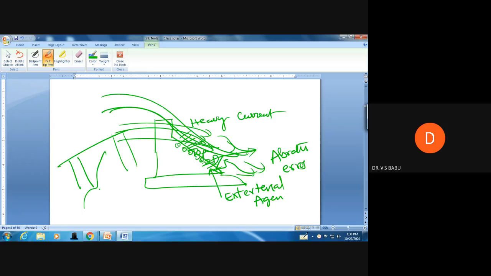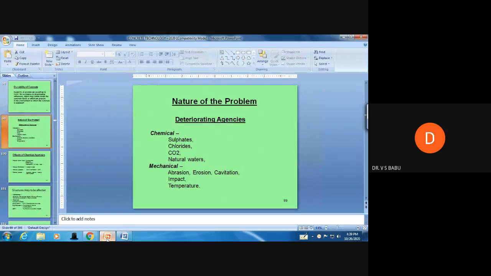Suppose the water is flowing in a river like the Parvati at a tremendous speed. What happens? The material near the pier, the surrounding soil and bed material, will be washed along with the water because of the heavy flow. In rivers, especially in the flood season, the top surface of the material will be eroded. This type of agency comes under the mechanical agencies.